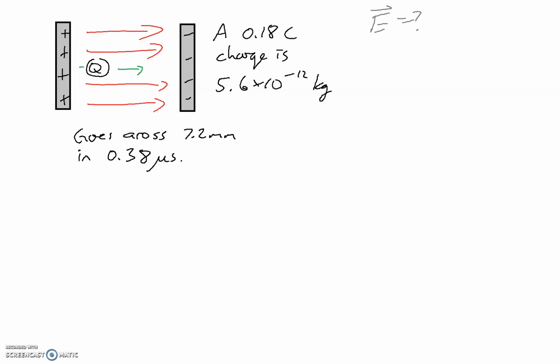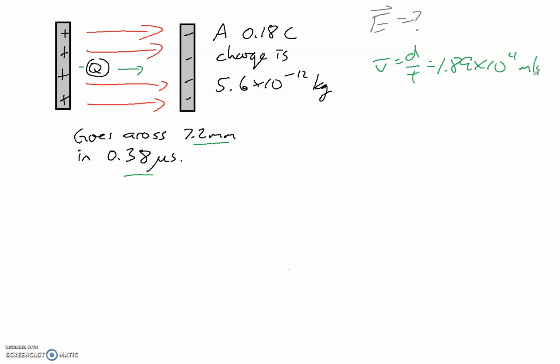Okay, well, let's look at some of the information we have here and piece things together. One thing that pops out to me right away is I've got distance and time, and with distance and time, I can calculate my average speed. So I'm just going to start with that. My average speed would be distance over time. I've got my 7.2 millimeters, and of course, don't forget to change that into meters. I'm going to divide that by the 0.38 microseconds, which is times 10 to the negative 6. And I can get an average speed of about 1.89 times 10 to the 4 meters per second. So that's my average speed.